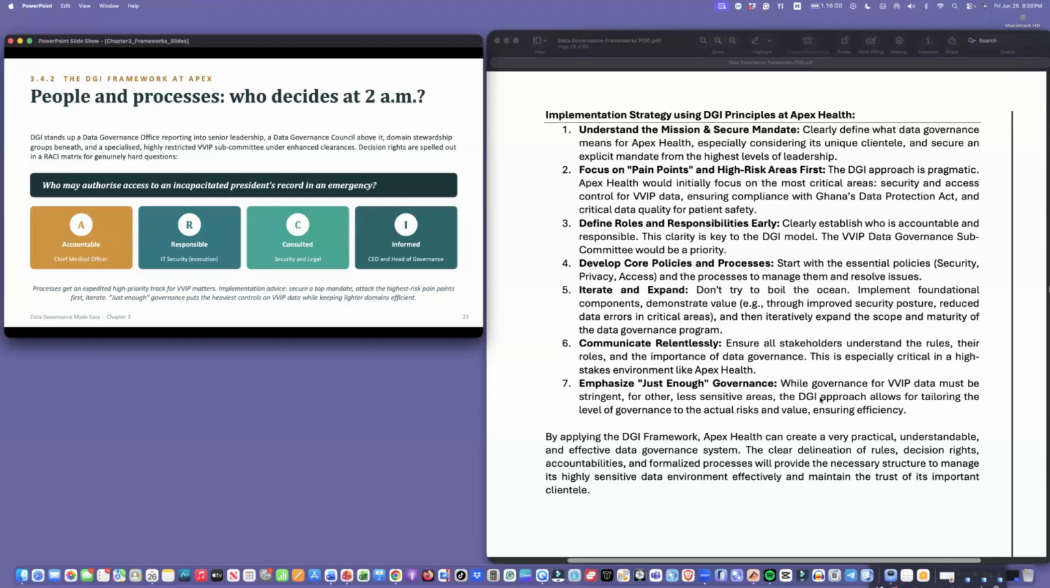Emphasize just enough governance. While governance for VVIP data must be stringent, for other less sensitive areas the DGI approach allows for tailoring the level of governance. So we look at what your value is, and then we apply the risk control. If you are at the highest level, that's the presidency, it will have the highest form of risk protocol given to it. If you are the lowest political leader, and political leader is very, very funny in terms of its definition.